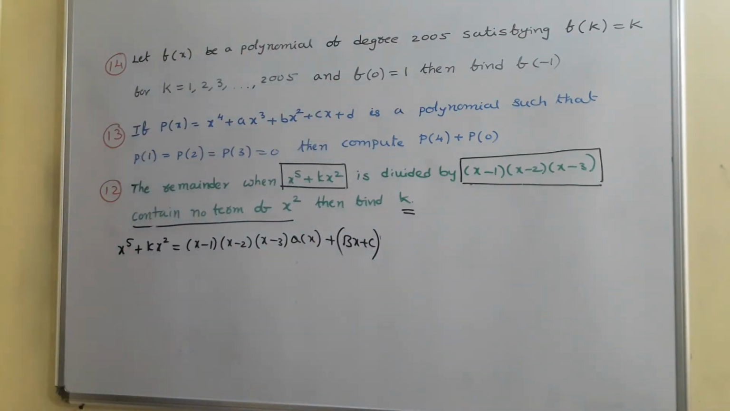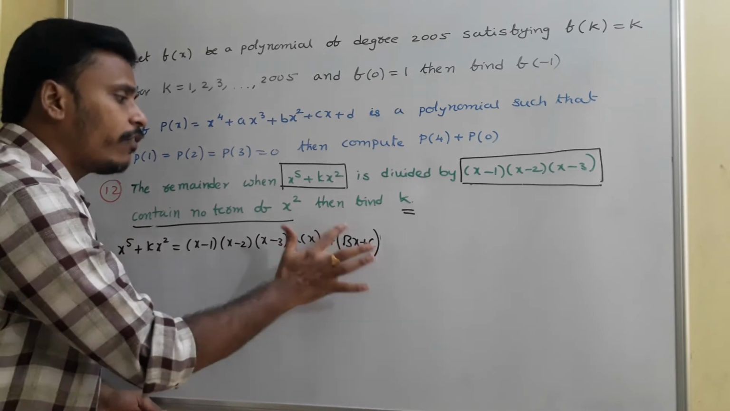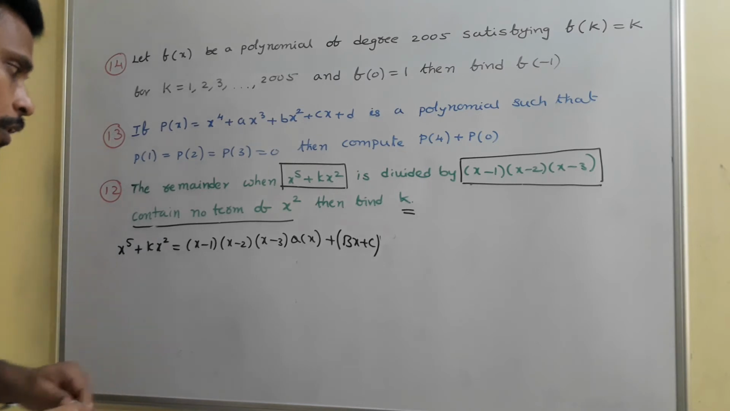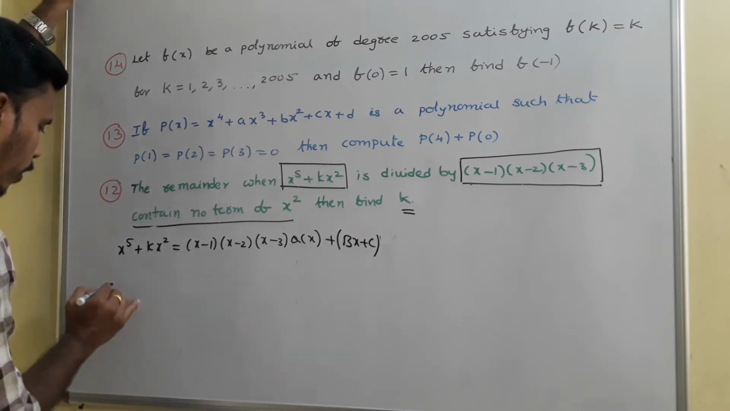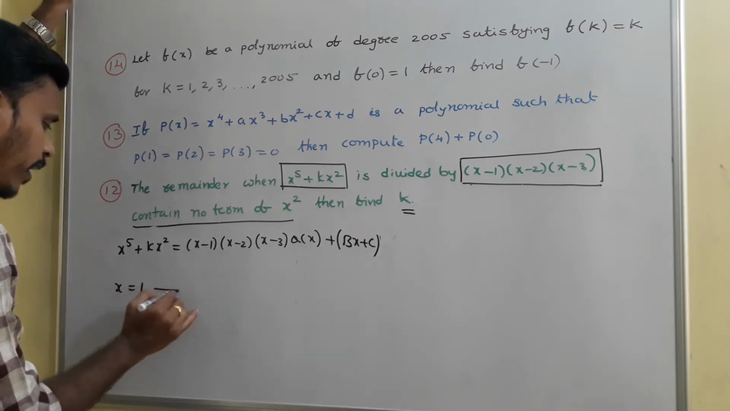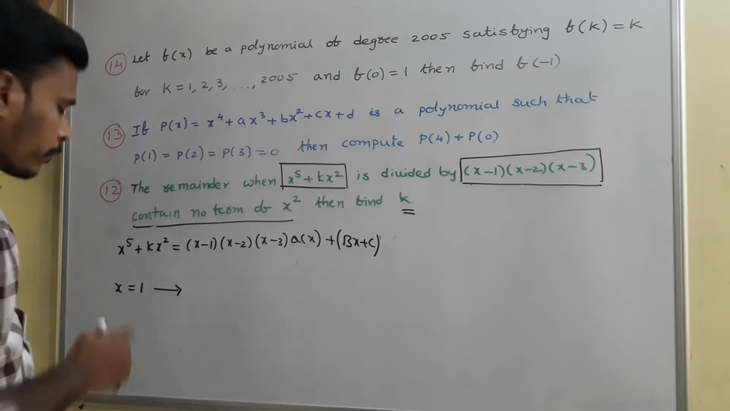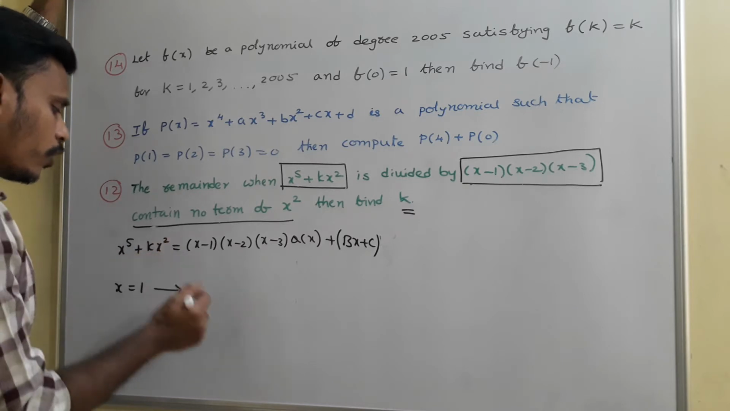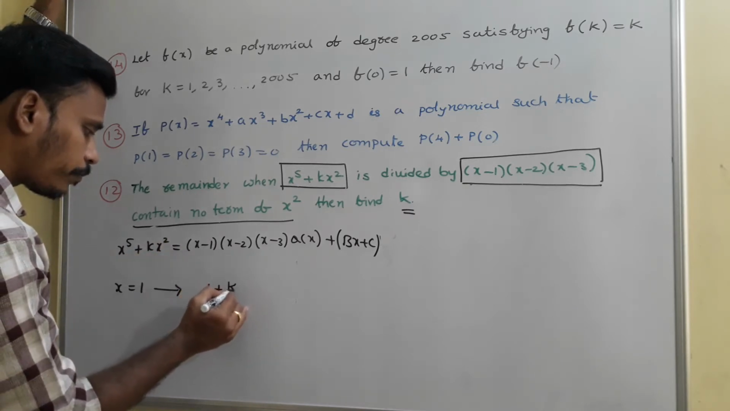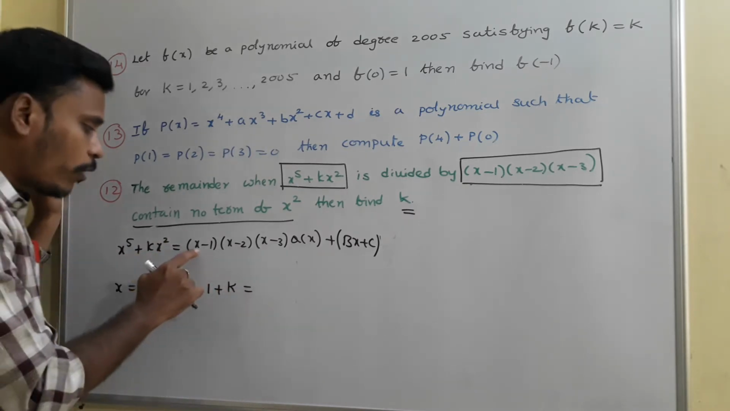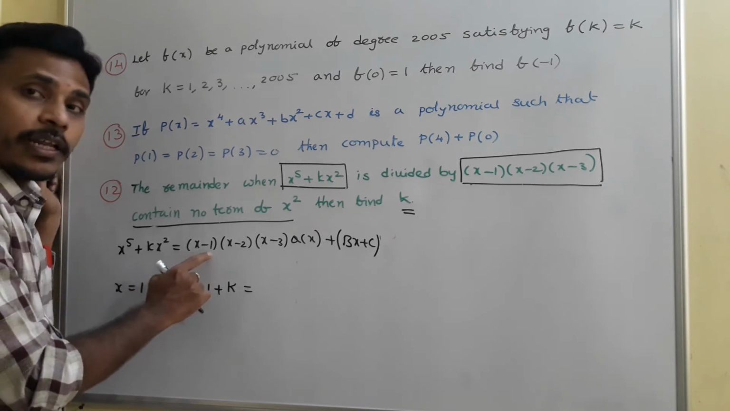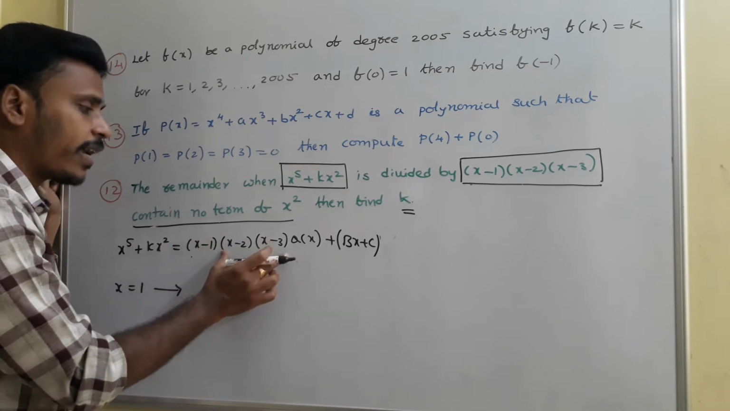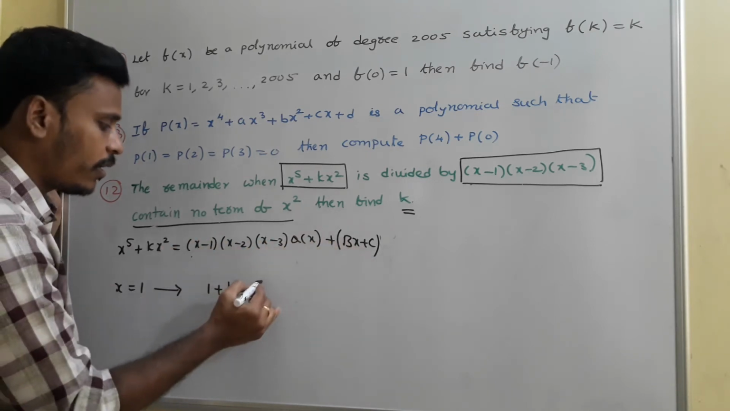Just as we discussed in the previous problem, here again we need to remove this unknown q of x. To remove that, take x is equal to 1. Just look carefully, take x is equal to 1, what will happen? If you take x is equal to 1 in this polynomial, 1 plus k is the answer. It is equal to, and if you take x is equal to 1 here, 1 minus 1 is 0, 0 into anything is 0, this total term gets neglected, and then take 1 here, so you will get b plus c.